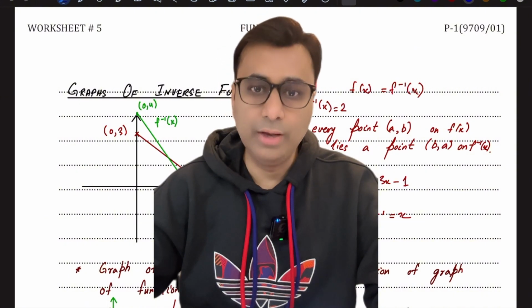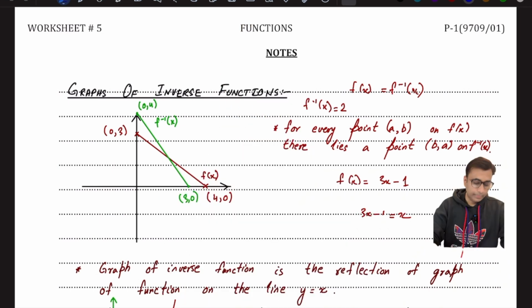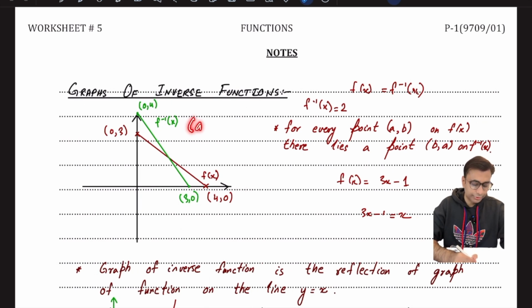In this video, I will discuss with you how to sketch the graphs of inverse functions. We've already discussed that finding the inverse function is just a process of interchanging domain and range. So your domain becomes the range and the range becomes the domain. Which means if you have a particular point on a function which is originally (a, b), then on the inverse function it will become (b, a).